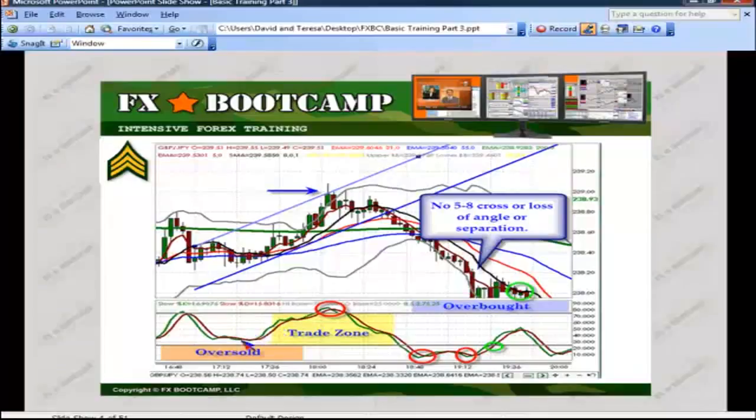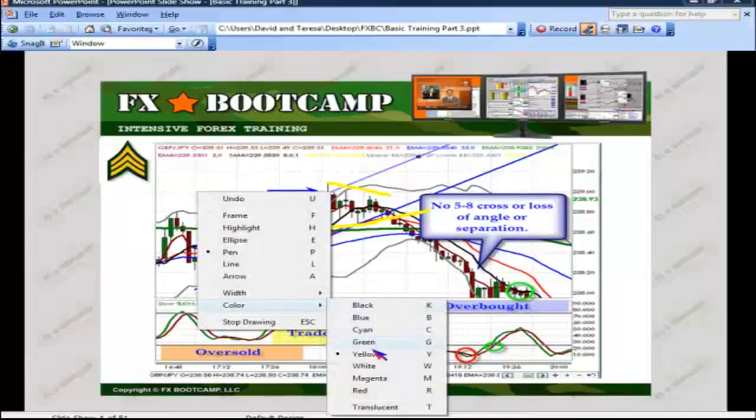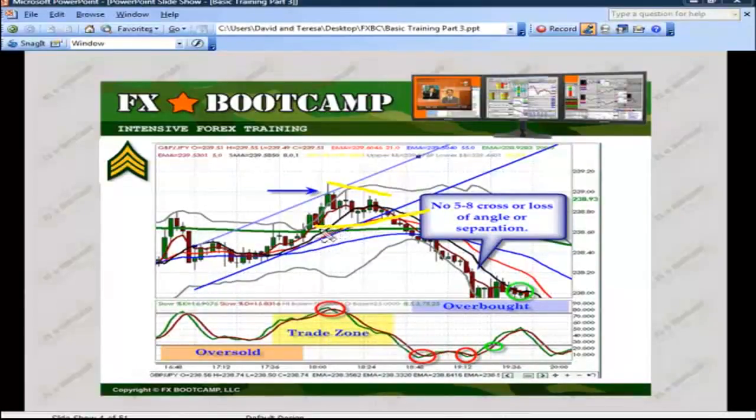Okay, and you can see in this case, stochastics came up into an overbought condition, made a stochastic cross, entered the trade zone, and price subsequently fell. All right, but also note there's a few other things going on here. Note how we had lower highs in price action here with a flattening out of the 21 EMA. Now we've spoken about this before, haven't we? In that, the 21 EMA measures speed in our market.